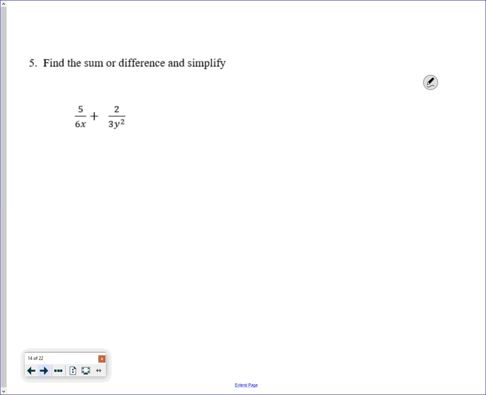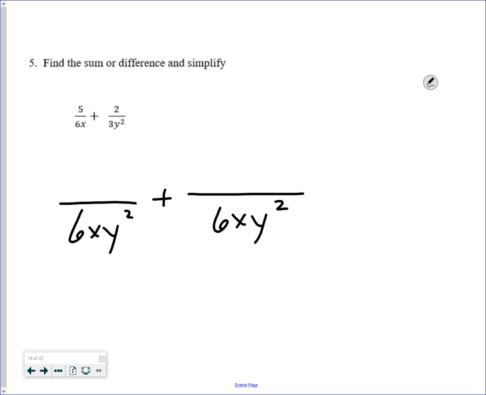Adding gets a little bit more complicated. In order to add and subtract, you must have a common denominator. In order to have a common denominator, you have to come up with the least common denominator between 6x and 3y squared. Because they're binomials, you have to look at them individually.